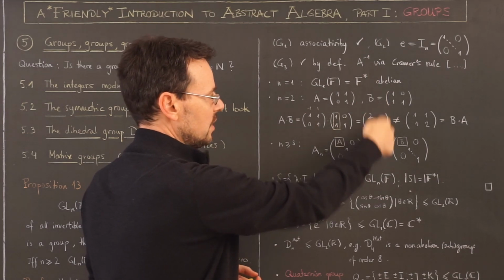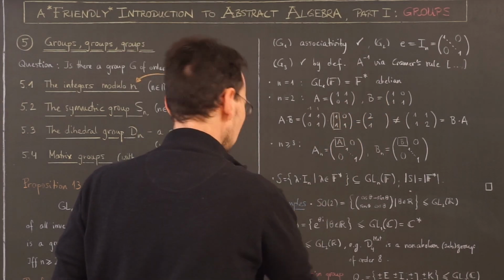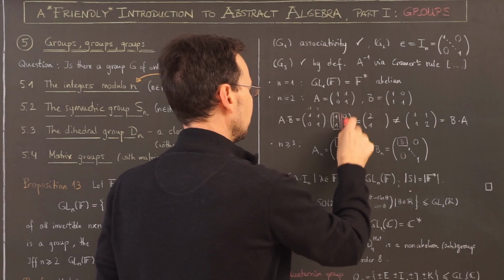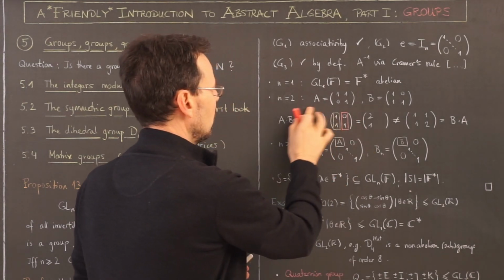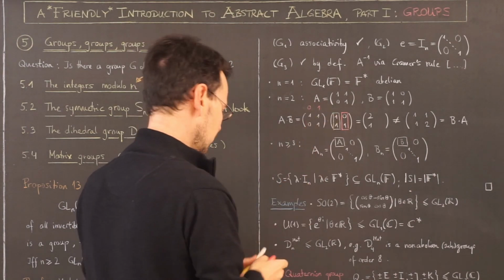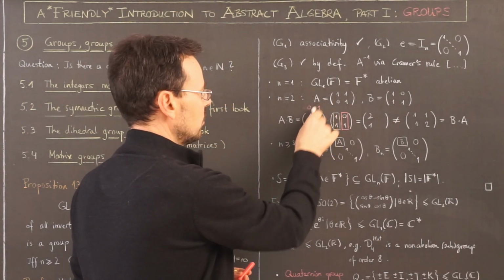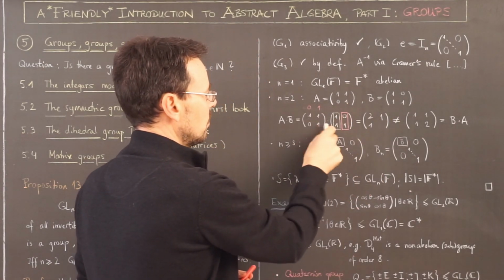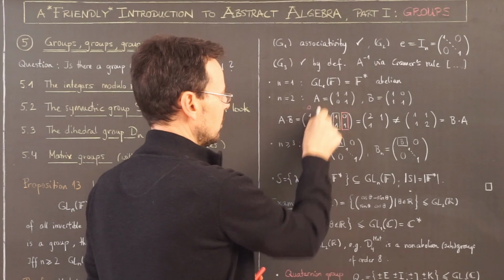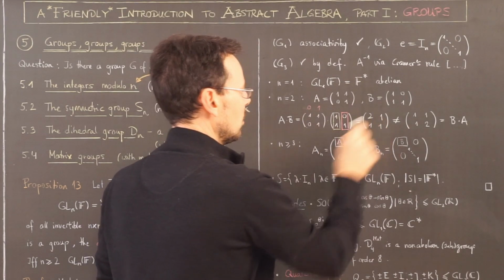And then for these entries here you take the second column, put it above here, and then you multiply. 0 times 1 plus 1 times 1 is 1. And 0 times 0 plus 1 times 1 gives me again 1.